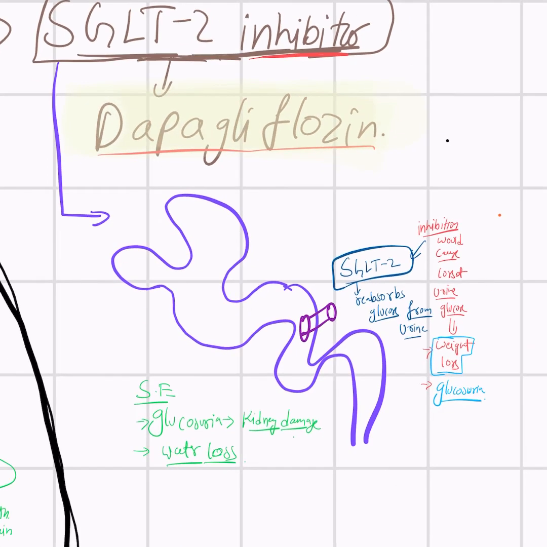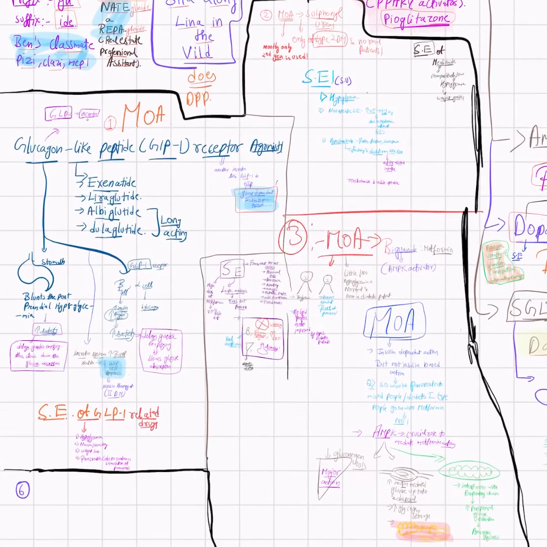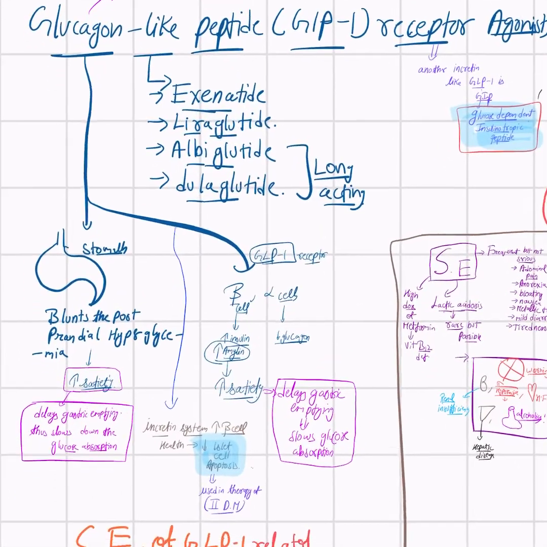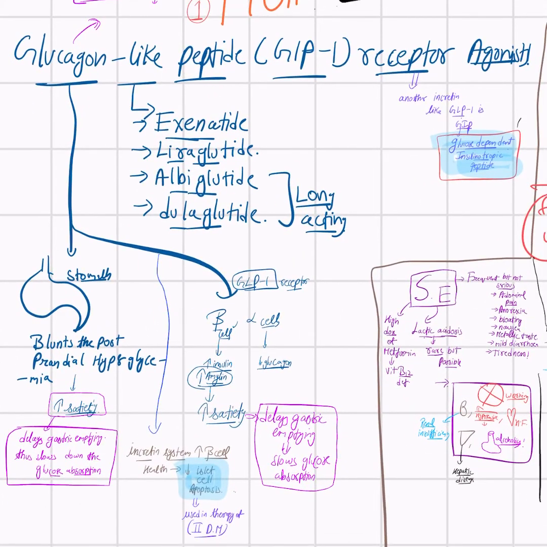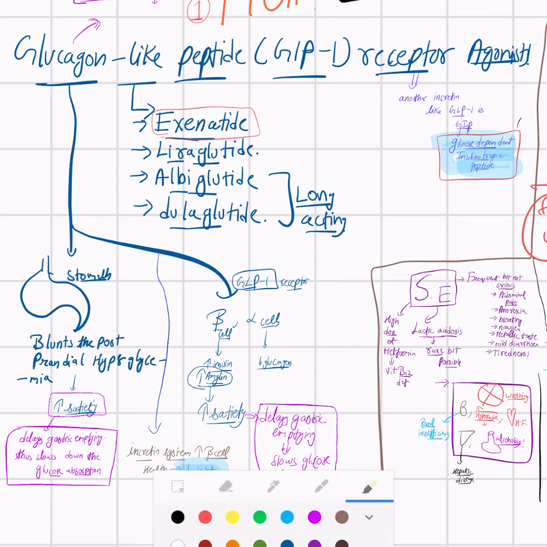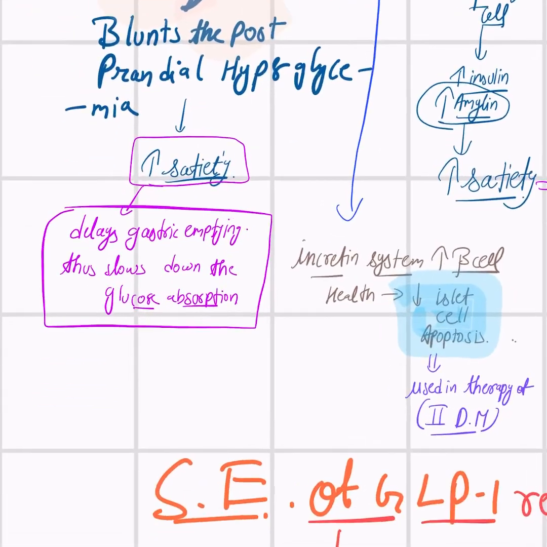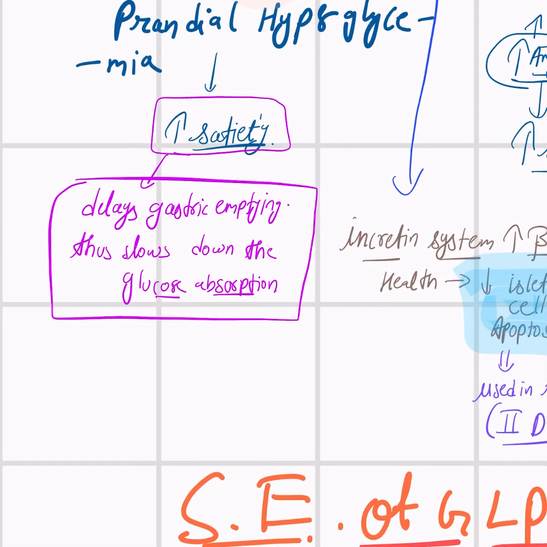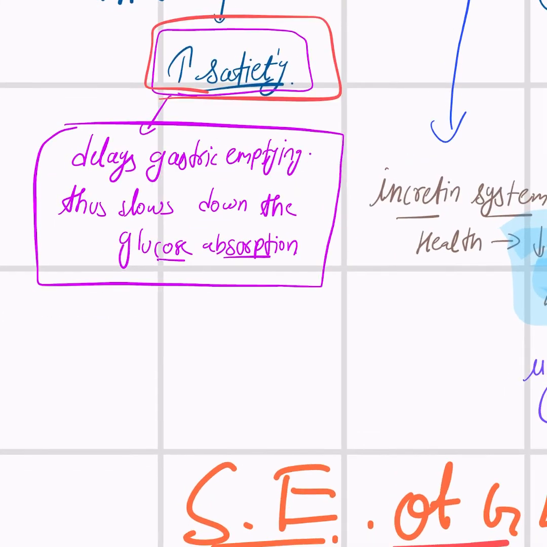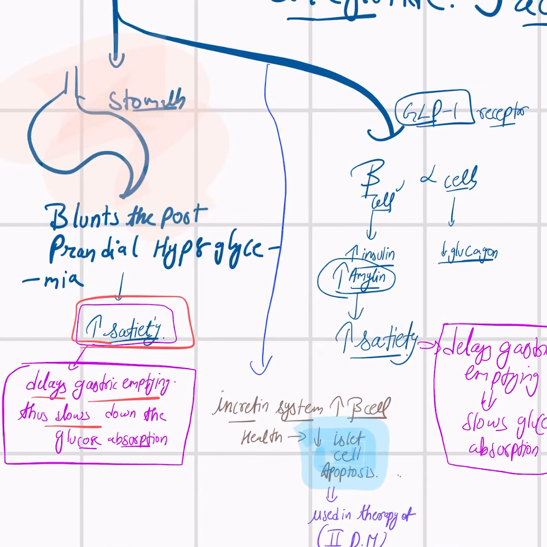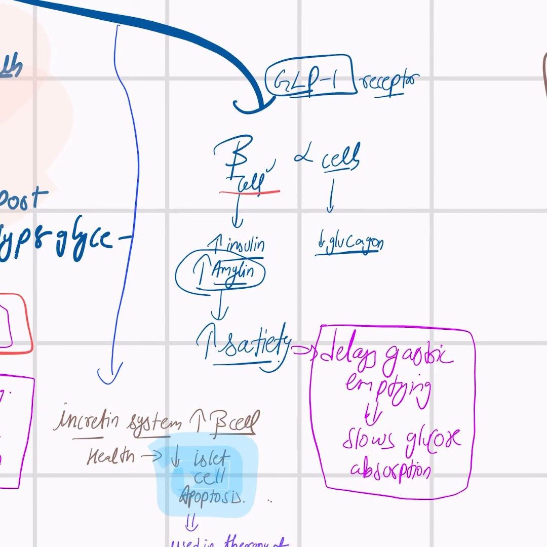Diving straight into how the GLP-1 receptor agonists act, the drugs which we have to remember here are exenatide, liraglutide, albiglutide, dulaglutide. So how they act is, they are basically incretins. What they do is they act upon the stomach, and they cause increased satiety, right? And they delay the gastric emptying and thus slow down the glucose absorption. They also act upon the beta cells and increase the insulin and amylin secretion, and act upon the alpha cells to decrease the glucagon secretion, right?